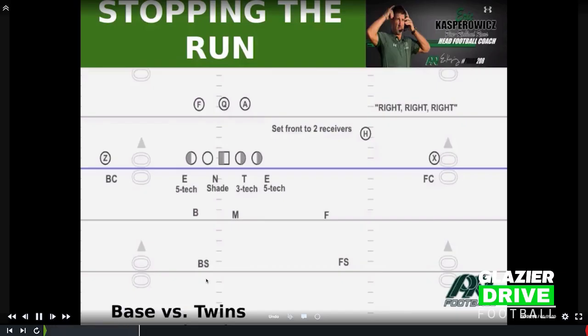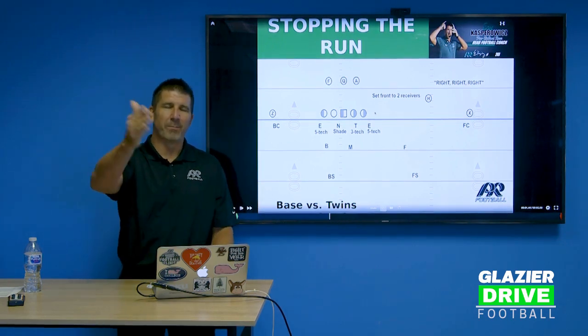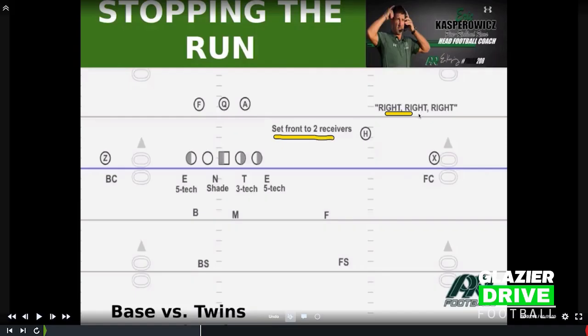All right, twins. So this is known as twins, gun split, whatever you call it. Nothing changes. Press, apex, 2 by 10 inside number 2. Where do we set the front? There's no tight end. So based on game plan, we're going to set the front to the 2 receivers. So this is right. All right.